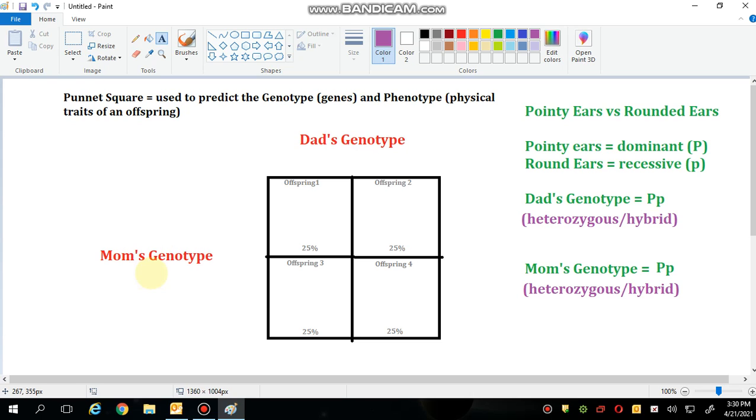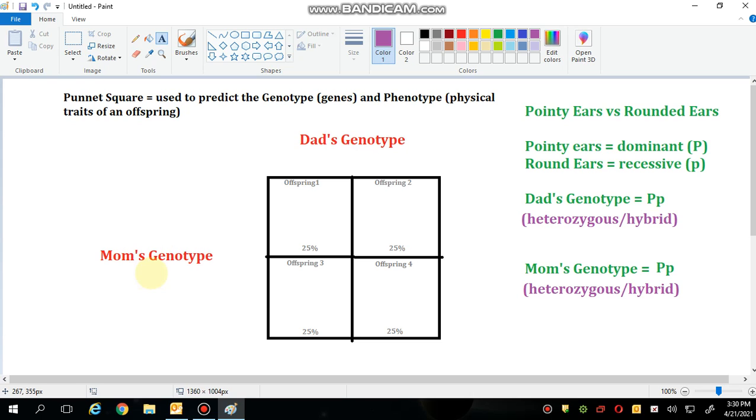Okay? I have told you that dad's genotype is capital P and small p. In other words, dad is heterozygous or hybrid for pointed ears. He's got pointed ears, but he's heterozygous, hybrid, capital P, small letter p. Mom's genotype is also capital P and small letter p. She's also a heterozygous hybrid, and she's also got pointed ears.